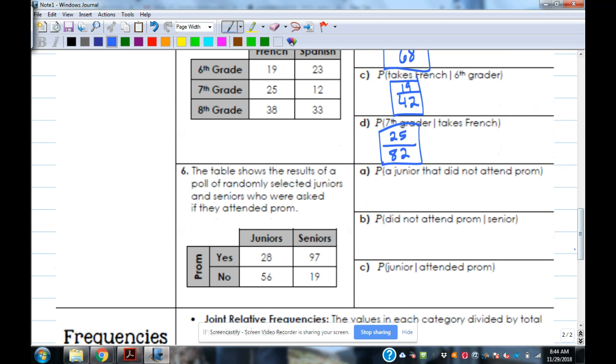All right. Number 6, got another table and some probabilities to find. It says the table shows the results of a poll of randomly selected juniors and seniors who were asked if they attended prom.